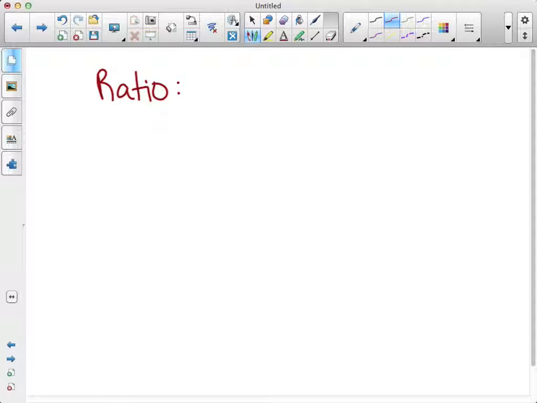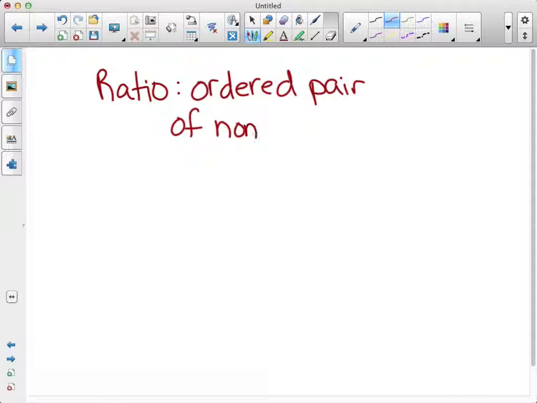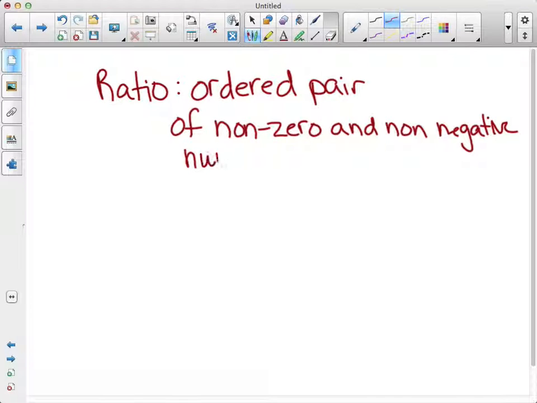So a ratio is an ordered pair of non-zero, non-negative numbers. And they are ordered. The order is important. So let me draw some shapes for you.